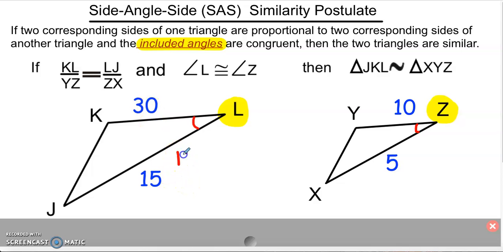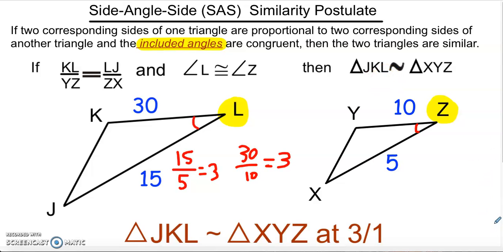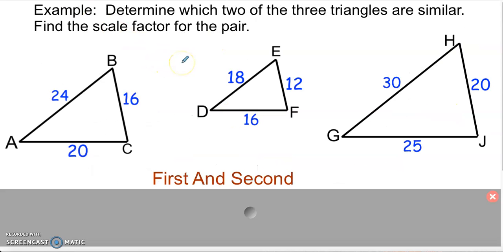So I'll take the smallest side on the triangle on the left, which is 15, and compare it with the smallest side on the triangle on the right, which is 5. That reduces to 3. Then I'm going to take the bigger one, which is 30, and compare that with the bigger one on the triangle on the right, which is 10. And those both reduce to the same exact number of 3. So because I have two congruent angles and two sets of proportional sides, I have similar triangles. Triangle JKL is similar to triangle XYZ. At that scale factor, whatever those numbers reduce to when I'm checking the proportionality, that's going to be my scale factor. So let's take a look at some problems.